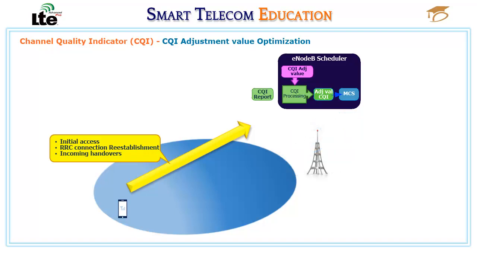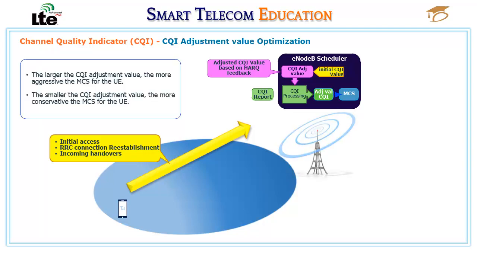An eNodeB calculates a CQI adjustment value for a UE based on HARQ feedback. It sets an initial value for the UE during initial access, RRC connection reestablishment, or incoming handovers. The larger the CQI adjustment value, the more aggressive the MCS for the UE. The smaller the CQI adjustment value, the more conservative the MCS for the UE.